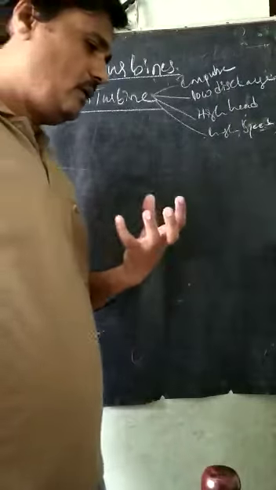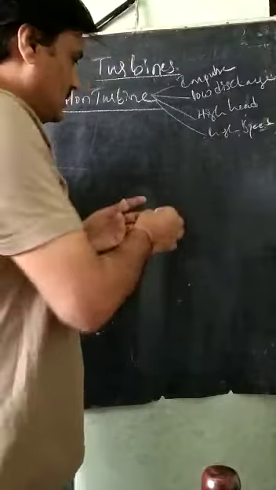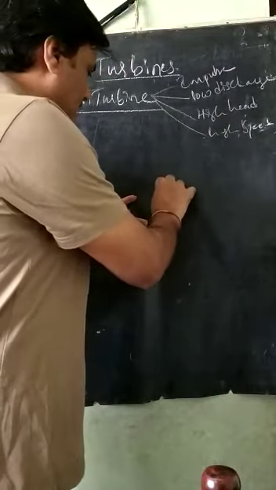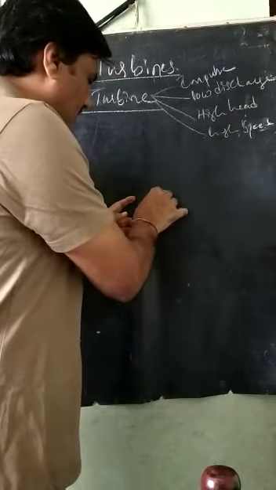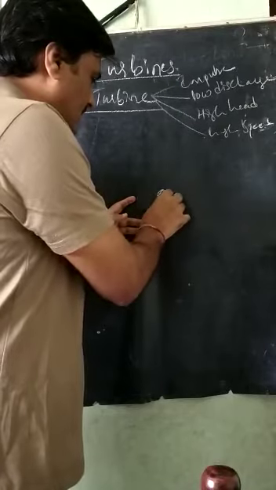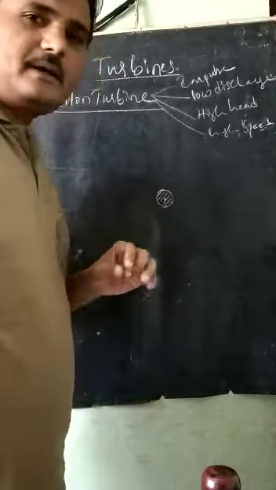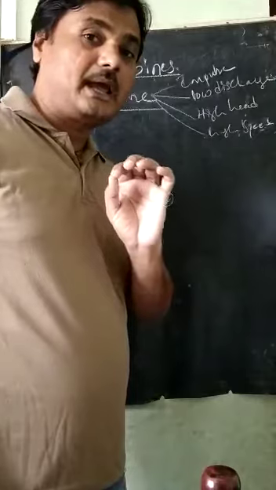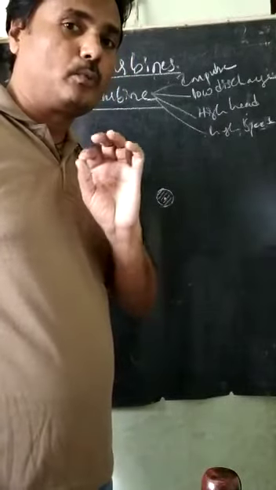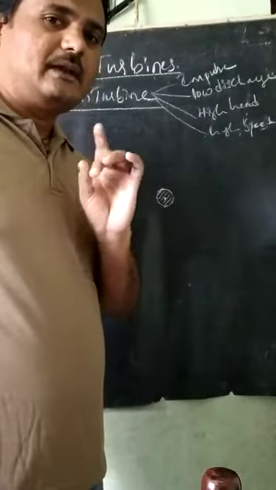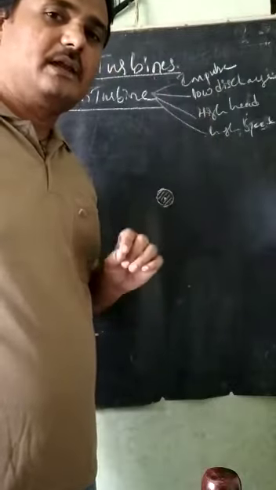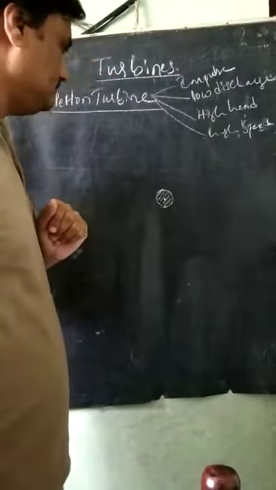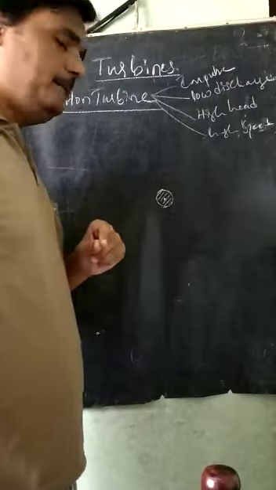How to draw this one now? As we know, the shaft is there, where we get the rotary mechanical energy. It is the output of the turbine. That shaft is connected to the generator for electricity generation. So this is the shaft here.